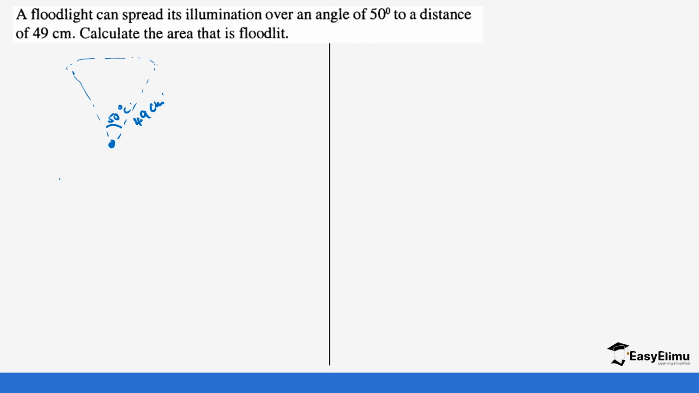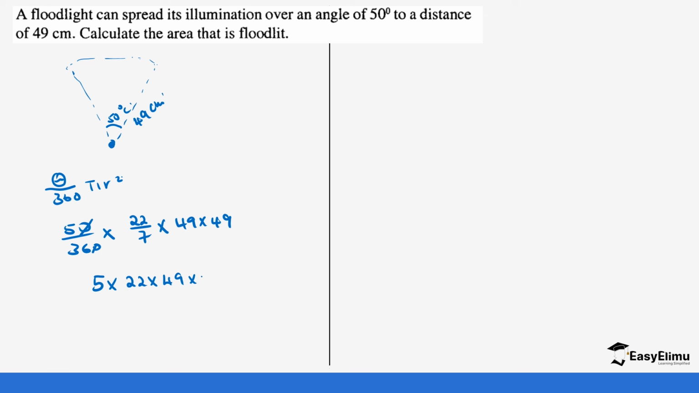So it's going to be the angle over 360 times pi r squared. So it's going to be 50 over 360 times pi. Since you have not been given pi, you're going to stick with 22 over 7. So times 22 over 7 times our r, which is going to be 49 times 49. So this becomes, after cancelling, 5 times 22 times 49 times 49 over 36 times 7.